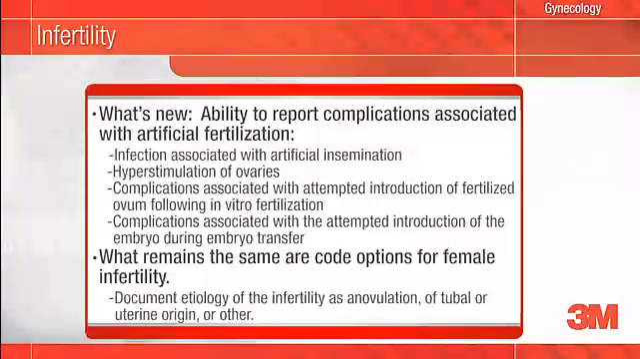What remains the same in ICD-10 are the code options for female infertility. Your documentation should identify the etiology of the infertility as being due to either anovulation of tubal or uterine origin or another etiology.